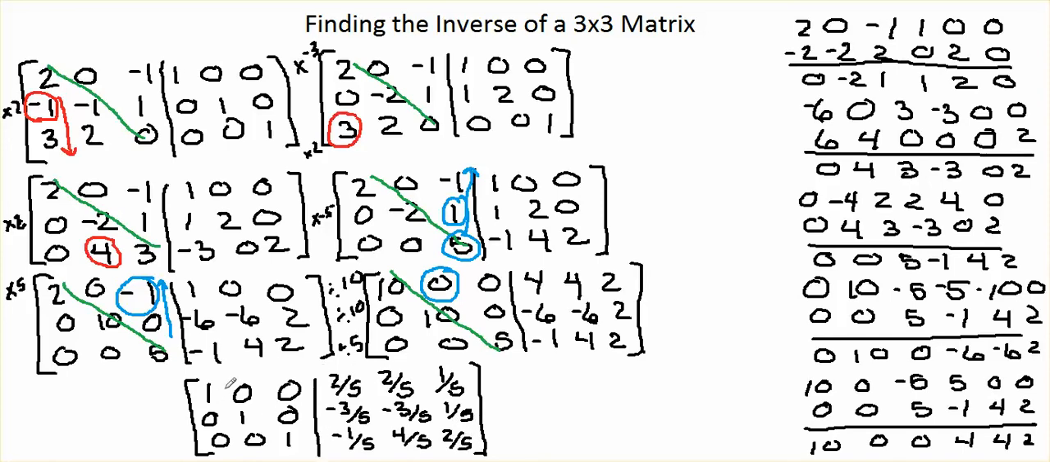We have our identity matrix on the left now and our inverse matrix on the right. So our inverse matrix looks like this. Once we reach this point, we are done. We just need to write our inverse matrix out by itself.